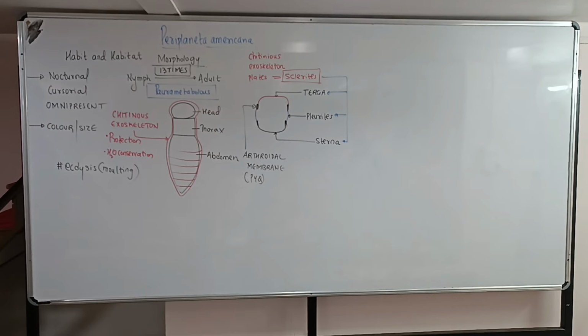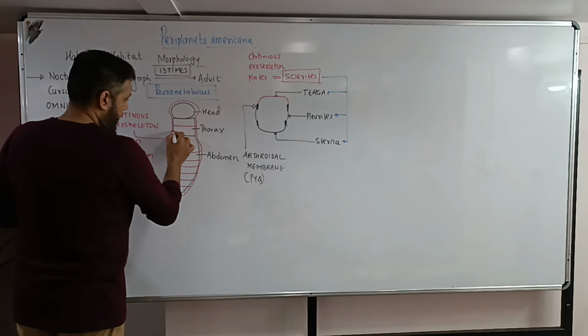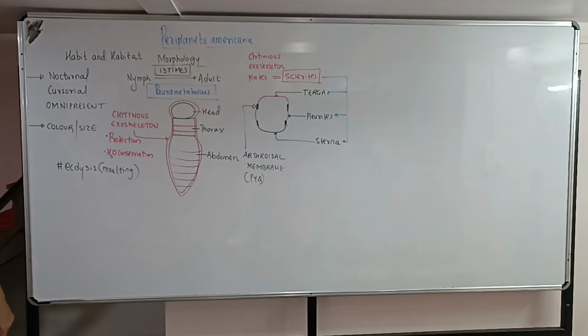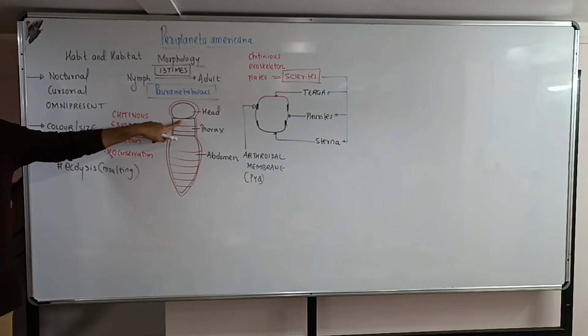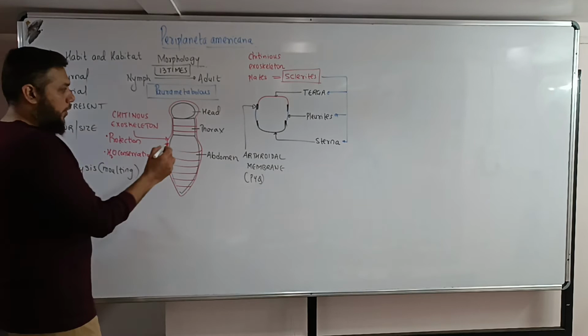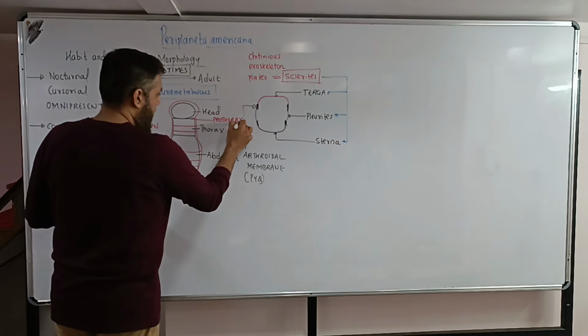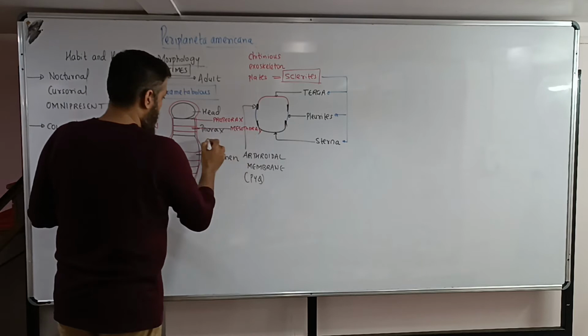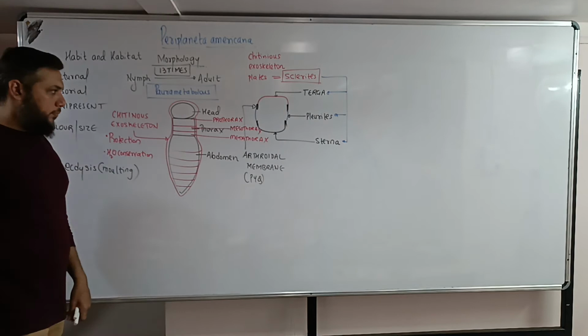The thorax is three segmented. How many? Three. So how many segments are there on the thorax? Three. The first one is called prothorax. The middle one, mesothorax. The last one, metathorax. What are the three thoracic segments? Prothorax, mesothorax, and the last one is metathorax. Ready, Lakshya? Yes. And the abdomen is 10 segments.